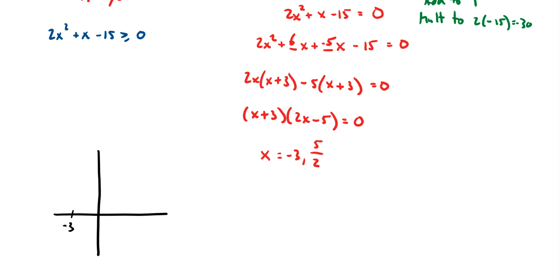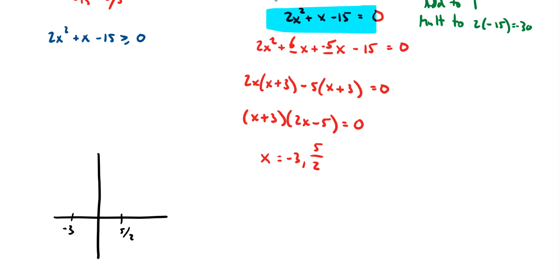So negative 3 and 5 halves. Once again, this is not going to be drawn to scale by any means. And the function that we're graphing is a quadratic, so the shape is going to be a parabola. This is going to be a parabola opening up once again. So it's going to look something like this right here.